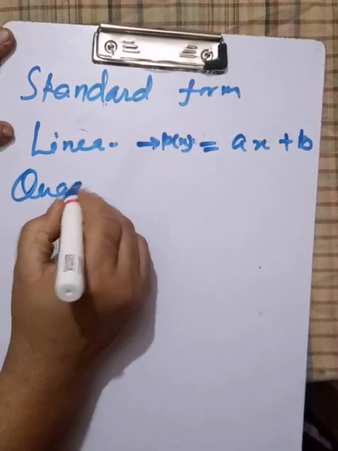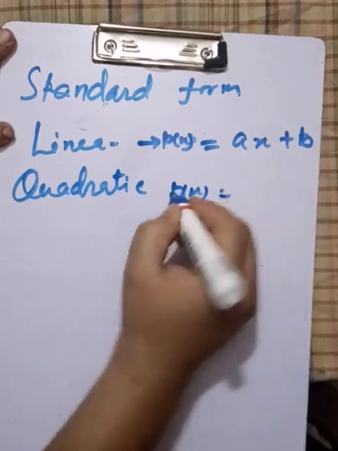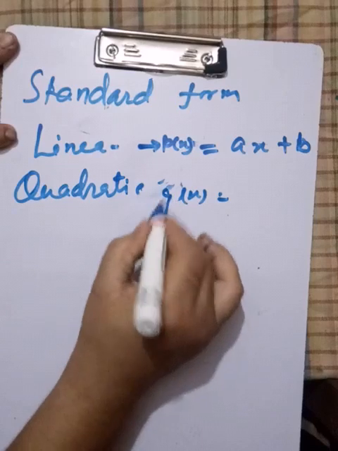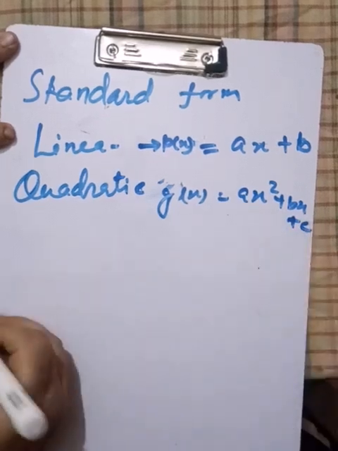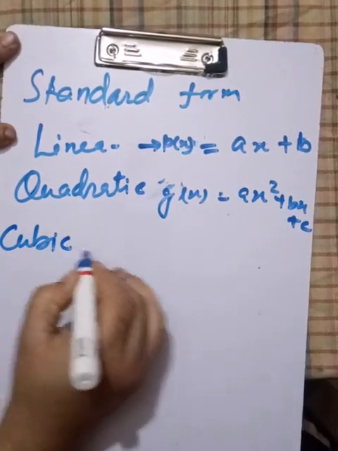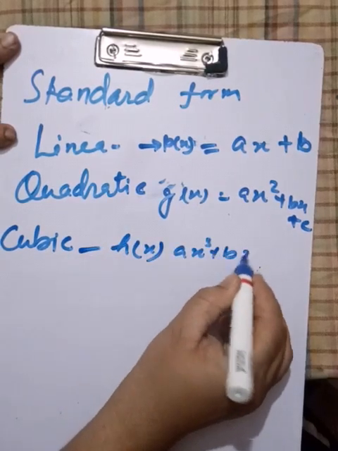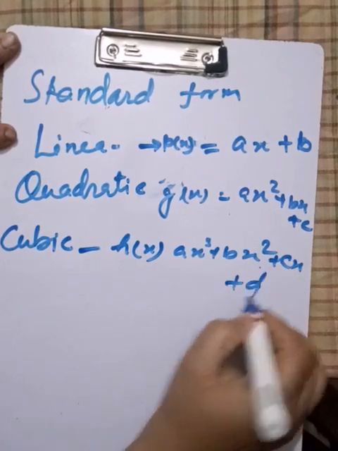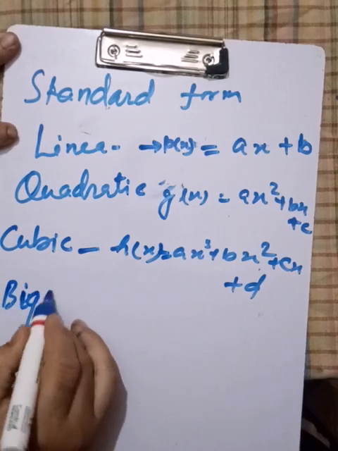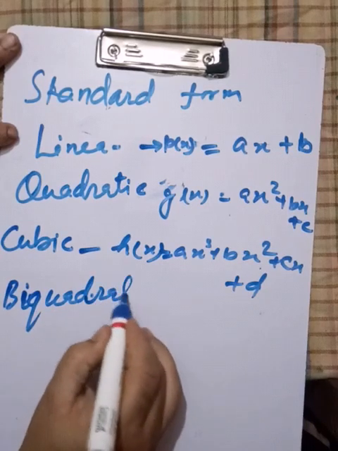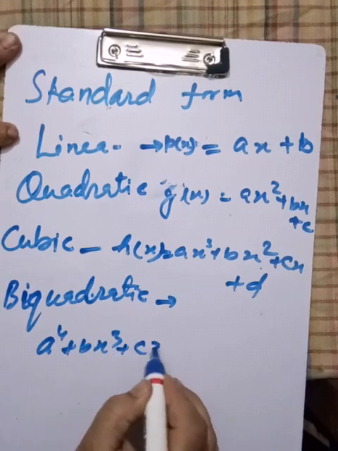For quadratic we take, suppose, gx is equal to ax square plus bx plus c. For cubic we take hx as ax cube plus bx square plus cx plus d. And for biquadratic, ax to the power 4 plus bx cube plus cx square plus dx plus e.